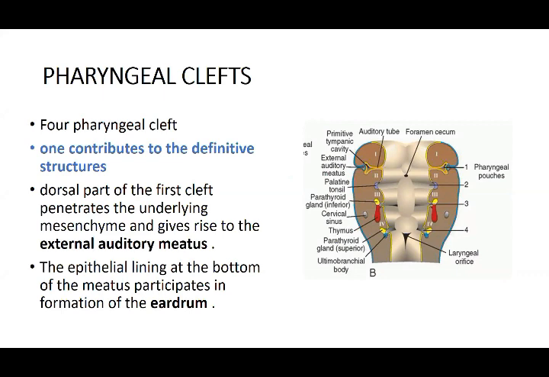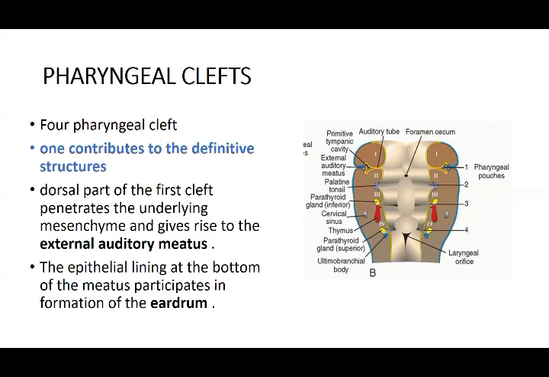The dorsal part of the first cleft penetrates the underlying mesenchyme and gives rise to the auditory meatus. If you see this flute, this is protruding inwards, and this is what is going to give rise to the external auditory meatus, that is, the external ear. This goes inwards, it is lined by the ectoderm, so it is supplied like the area of skin on the outside. So it gives rise to the external auditory meatus.